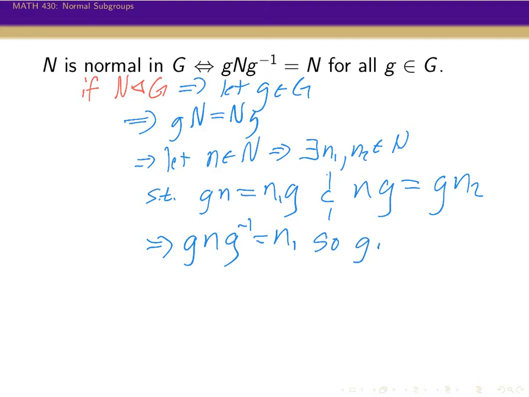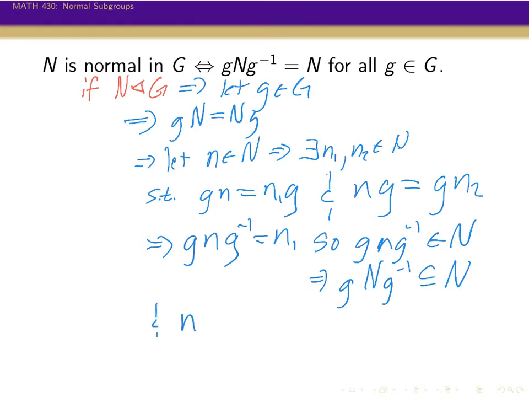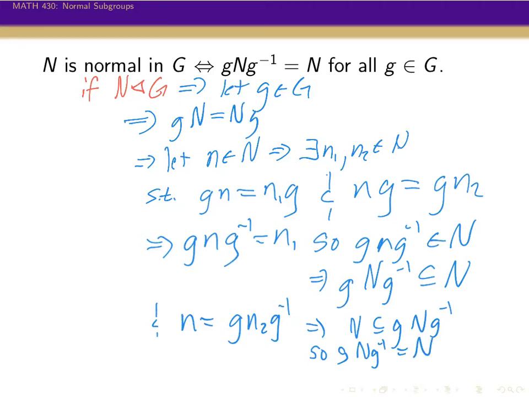So g n g inverse is inside of N, and this allows us to conclude, since n is arbitrary, that gNg inverse is inside of N. On the other hand, using the other one, we have that n is equal to g n2 g inverse, and so similarly this tells us that N is a subset of gNg inverse, so gNg inverse is equal to N. Okay, so that gives us one direction.